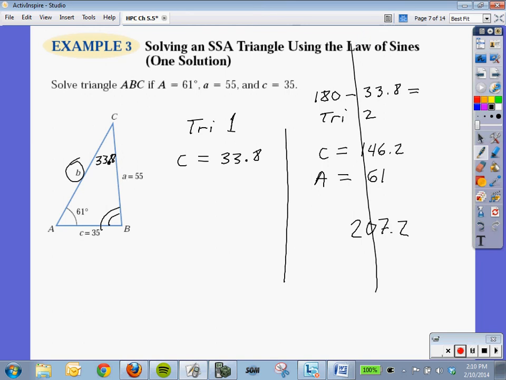Do you guys have any questions so far? You just have to check every time. But it's as simple as subtracting from 180 and then adding up the two angles. And if the two angles are less than 180, then you'll have a second triangle. But if the two angles go above 180, then you can't make a second triangle. Okay?